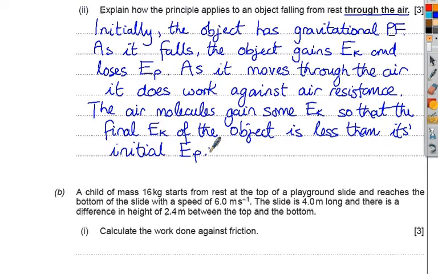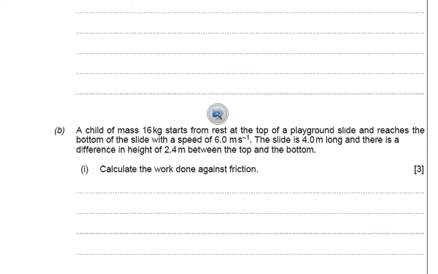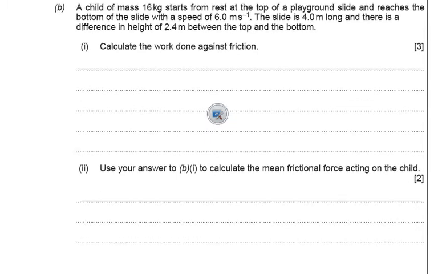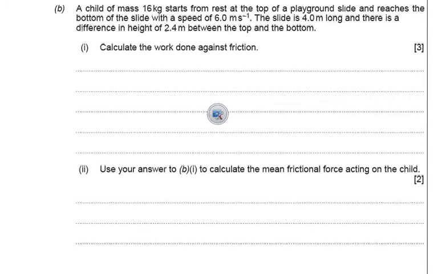Right. In practice one felly, scroll up again. We've got a child of mass 16 kilograms starting from rest at the top of a playground slide and reaches the bottom with a speed of 6 meters a second. The slide is 4 meters long and there is a difference in height of 2.4 meters between the top and the bottom. Wan, beth da ni eisiau sylwi di, mae o'n 4 metr mewn hyd, a mae o 2.4 metr o uchder, neu gwahaniaeth uchder, delta H. Okay, so the height difference is 2.4 meters, delta H, and the slide is 4 meters long.